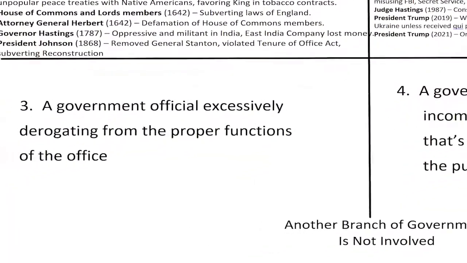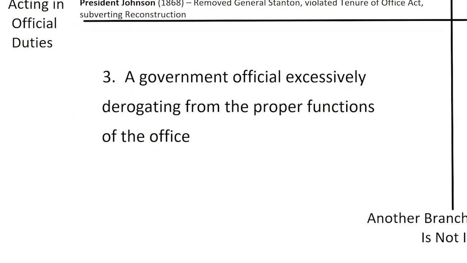Here's the third category of offense that's been subject to impeachment: the derogation from the proper functions of the office. That most commonly has consisted of allegations that a judge isn't being objective or is politicized when performing obligations on the bench. It falls between acting in official duties on the horizontal axis and no other branch of government being involved on the vertical axis.